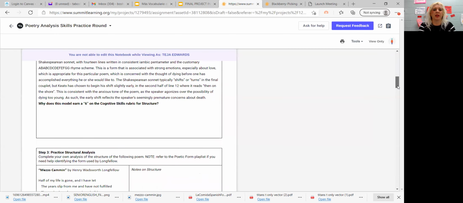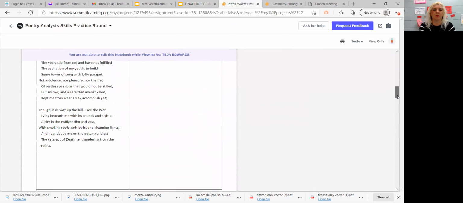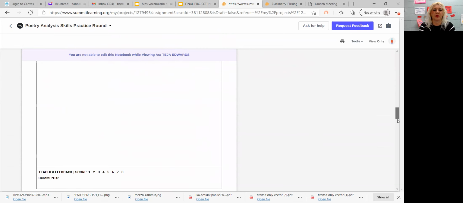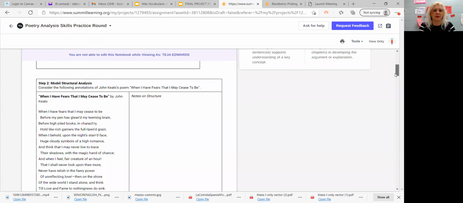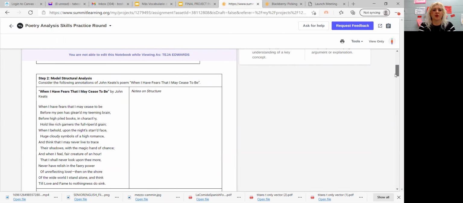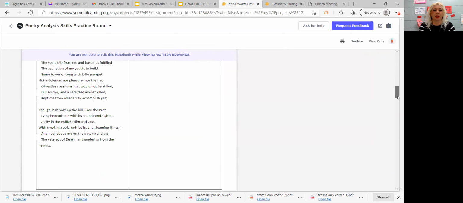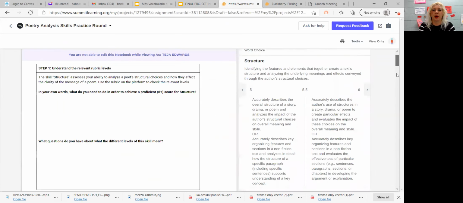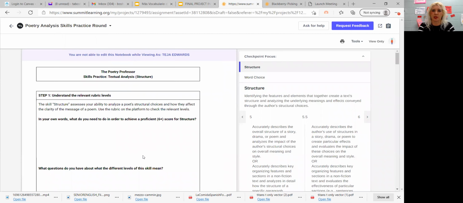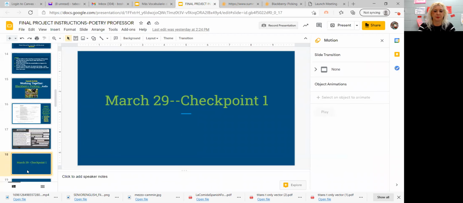Now, for checkpoint one, let's only do one poem. So you can choose the Mezzocamen, or you can choose the one up here at the top by Keats. All right, so you choose one. Do step two or step three. You can choose one. So you pick one and get that done. Answer the first two questions and get the other two done for your checkpoint one. Then submit, request feedback, and I'll get that graded for you.